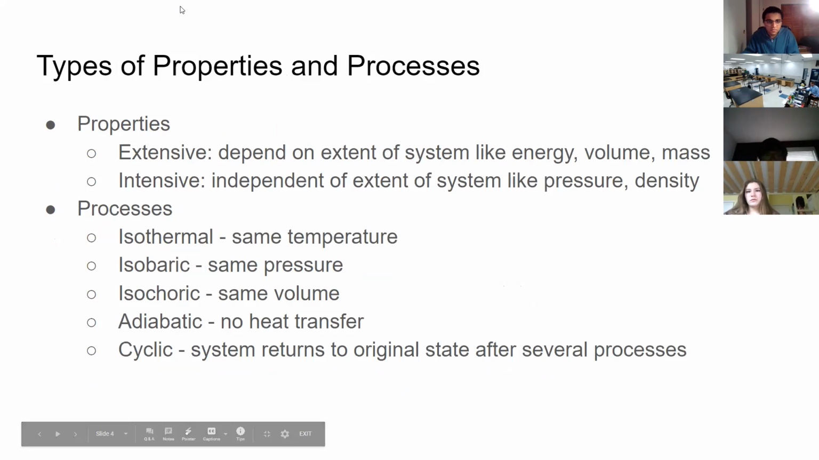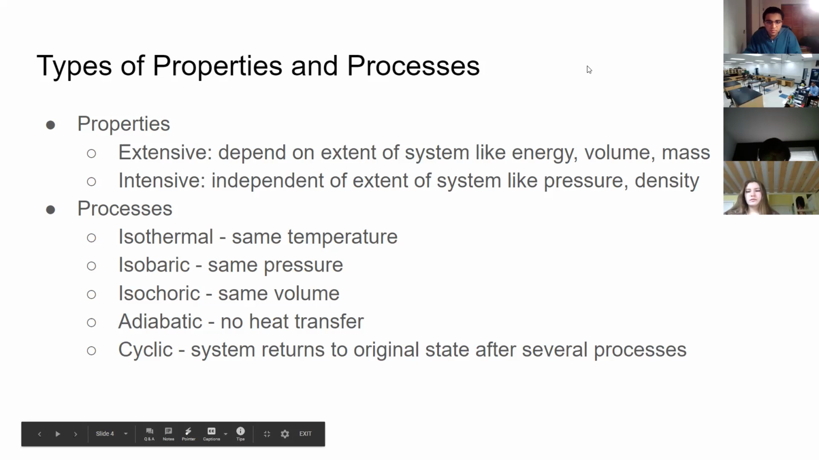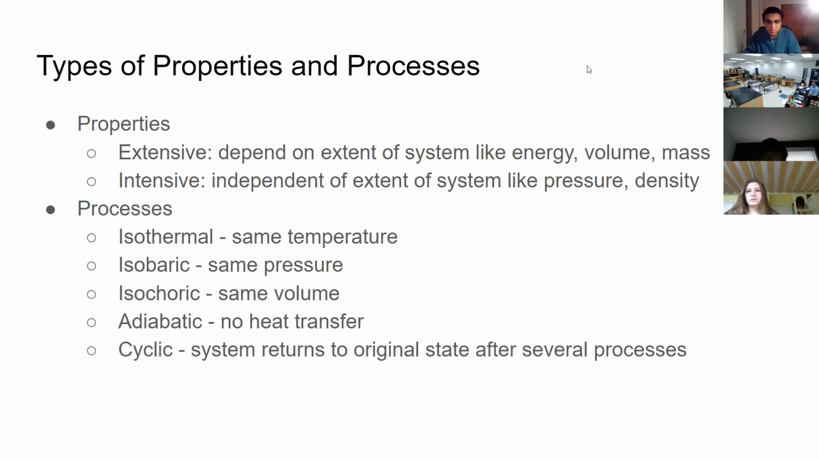And we have types of properties and processes. And properties can be extensive, which means they are dependent on extent of system like energy, volume, and mass. And intensive, it means that they're independent of extent of system like pressure and density. And processes, these are the regulations for which we are looking at the system.